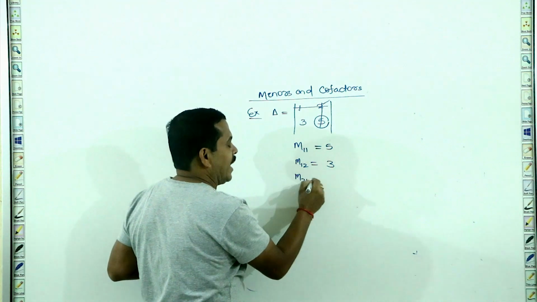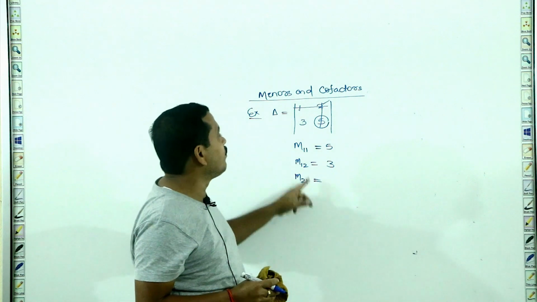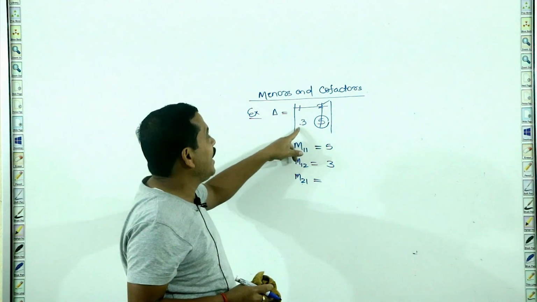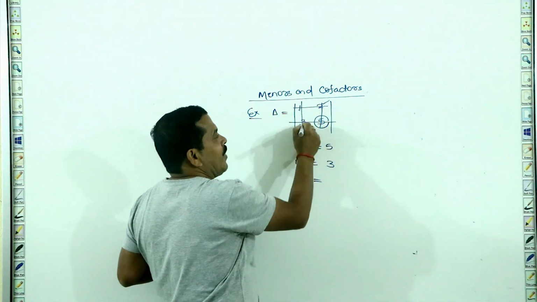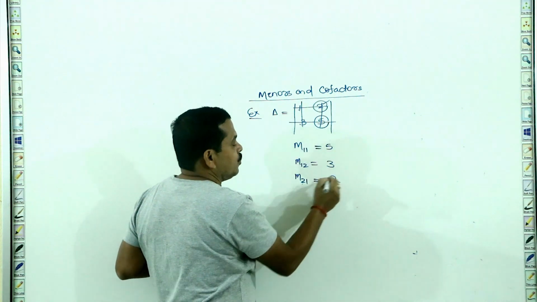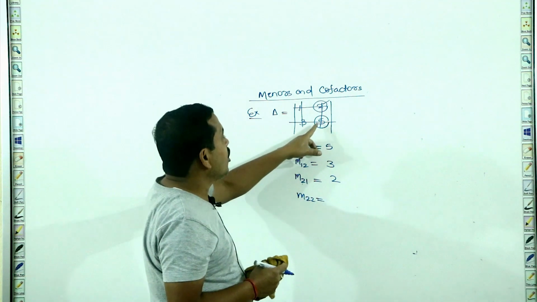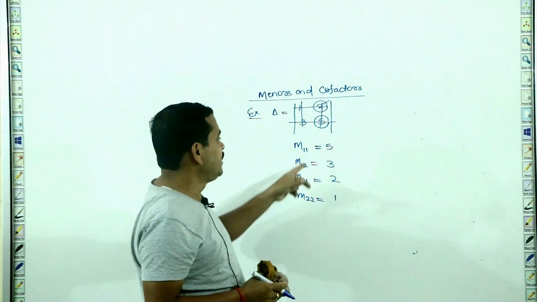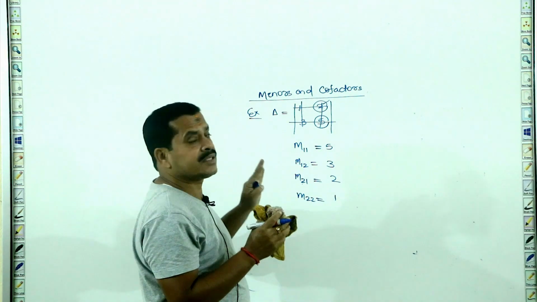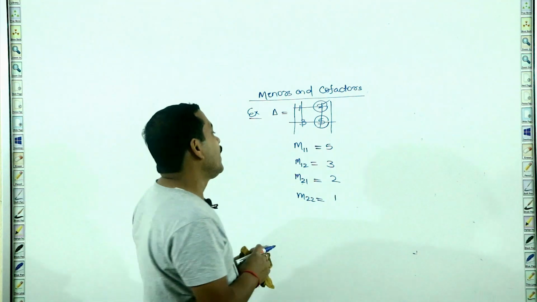Similarly M21. M21 means second row and first column, that is 3. So the minor of 3, we have to delete the second row and first column, that is 2. M22, that is the minor of 5, which will be 1. Very easy. This is for a second order determinant. This is all about the minor.